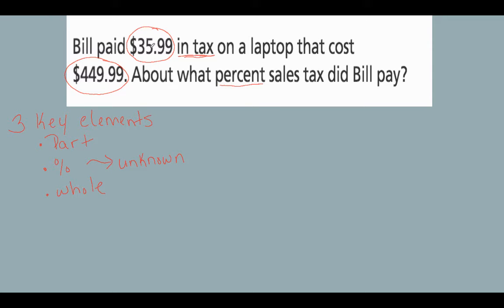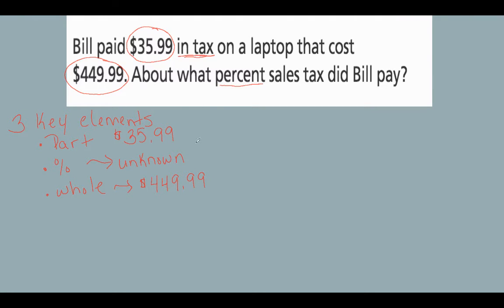So now we've got these two numbers that we've circled, and one of them is going to be the part, and one of them is going to be the whole. Which one do you think is going to be the part? Well, $35.99 would be the part because the whole cost of that laptop is $449.99. The part that you pay in addition with tax is $35.99. So here's our whole, that's the normal cost.